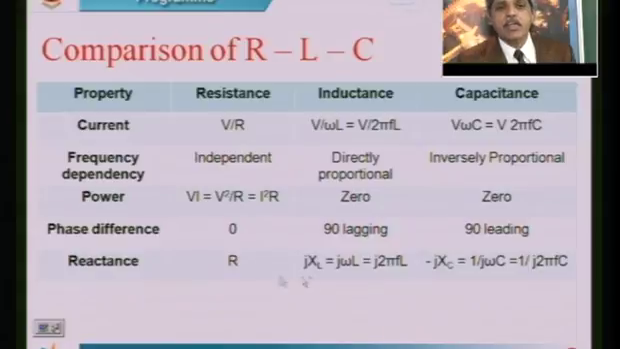So, reactance, it is just R, resistance only, but for inductance I write jXL is equal to j times omega L, and here I write minus jXC is equal to 1 over omega C. Therefore, the inductive reactance is always positive and the capacitive reactance is always negative. So, this you have to remember, so far you are studying the AC circuits.